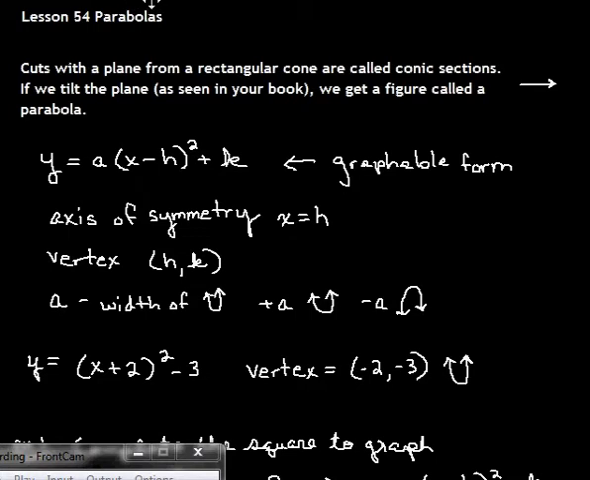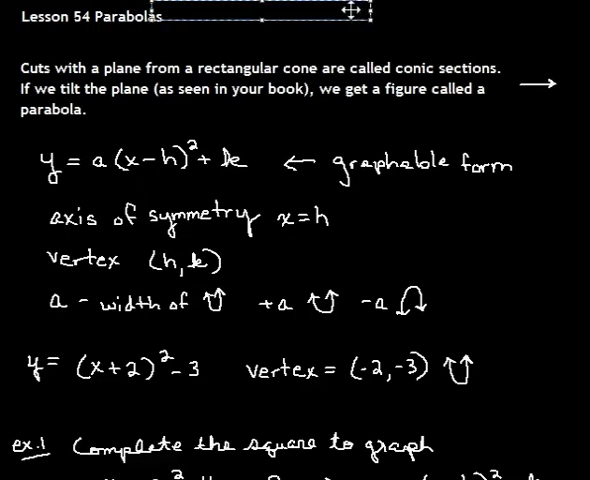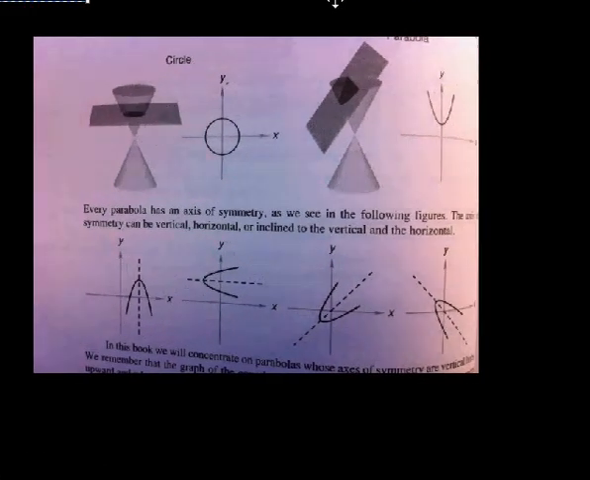I'm going to show you a picture right now from the book. Here's a cone, and there's a plane cutting through the cone. It forms conic sections. If the plane goes perfectly parallel to the base, it forms a circle. If we tilt it like this one, we will get a parabola. Here's what that one looks like, a parabola.